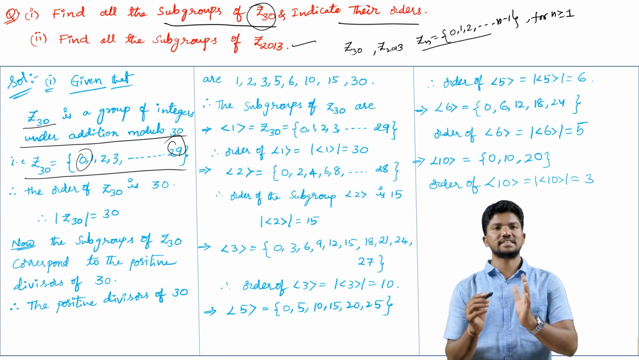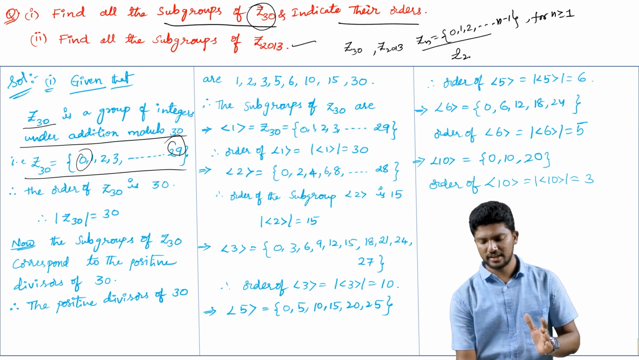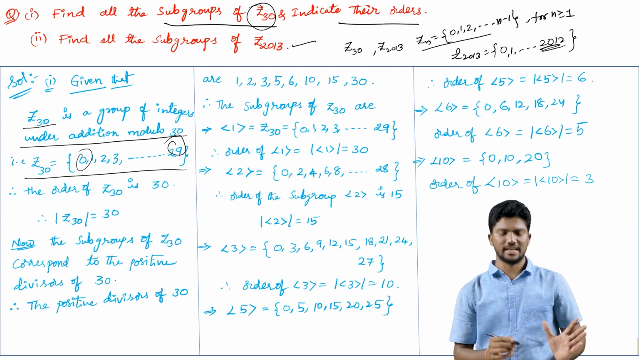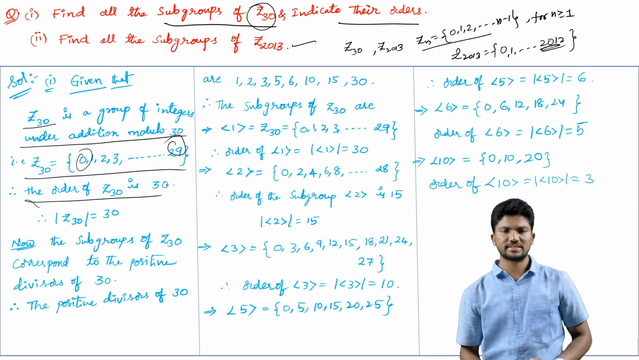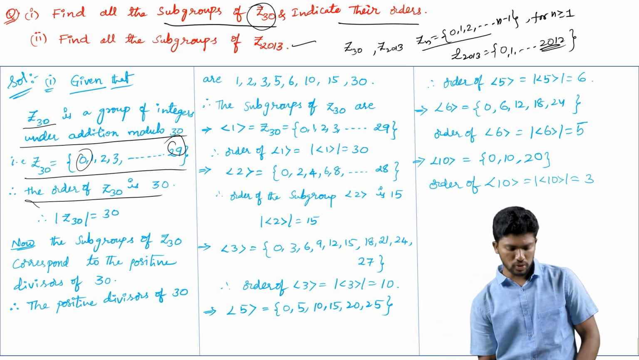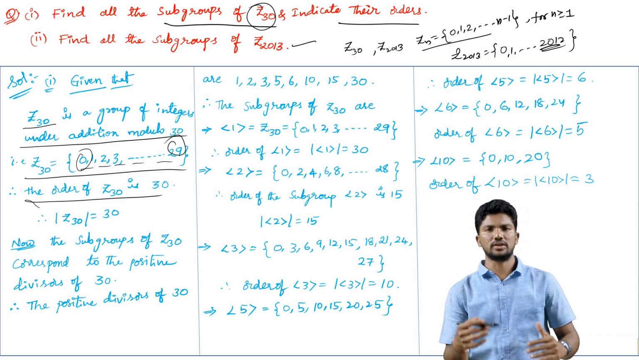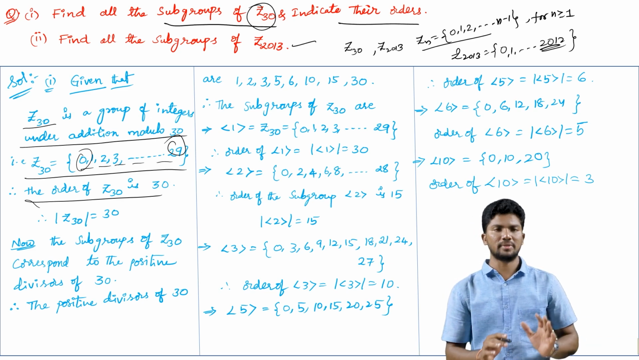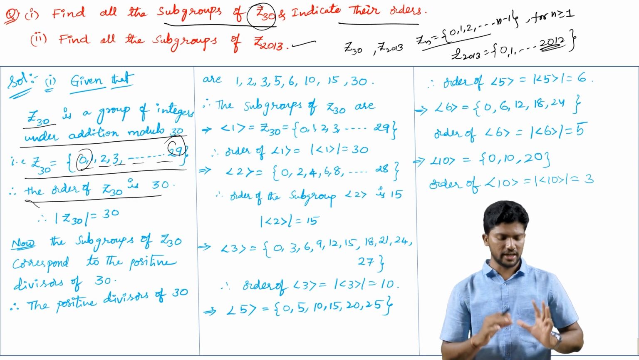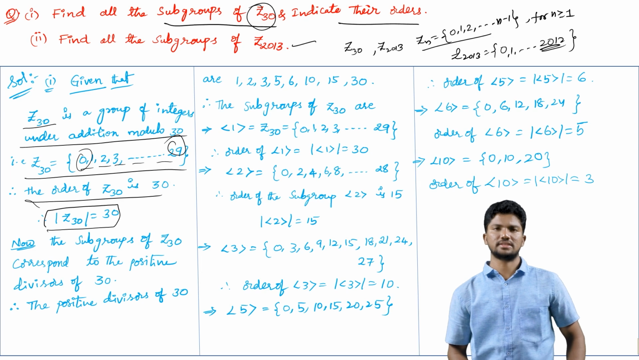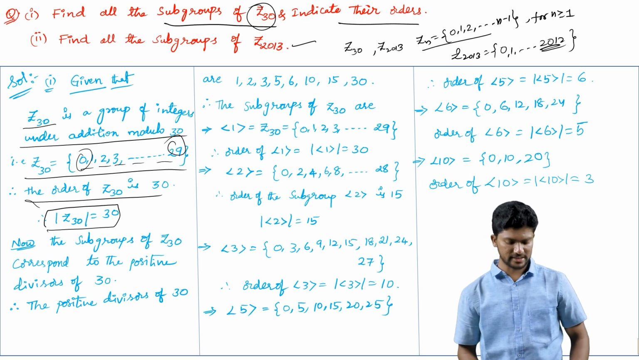Similarly, Z suffix 2013 starts with the element 0, then 1, 2 and so on, and the last element is n minus 1, that is 2013 minus 1, so 2012 is the last element. Now, the order of Z suffix 30: that means the total number of elements in this group, including 0 up to 29, is 30. So the modulus of Z suffix 30 is equal to 30. That is the order of the group Z suffix 30.